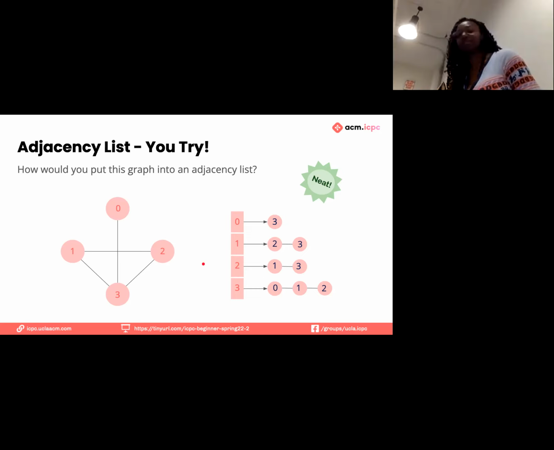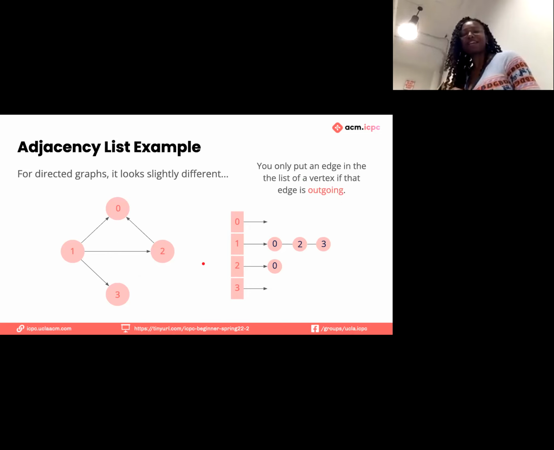So this is how you put a graph into an adjacency list. Hooray. And so you can see how this looks a bit different for directed graphs, because in directed graphs, you only want to put an edge in something's adjacency list if that edge is outgoing.